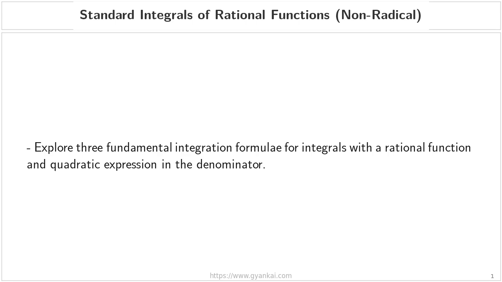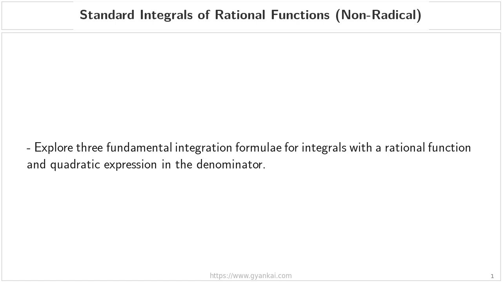Standard integrals of rational functions, non-radical. Okay, so we're starting a new section on integrating rational functions. Specifically, we're going to look at some standard integrals. That is, integrals that appear so often, it's worth memorizing the results.